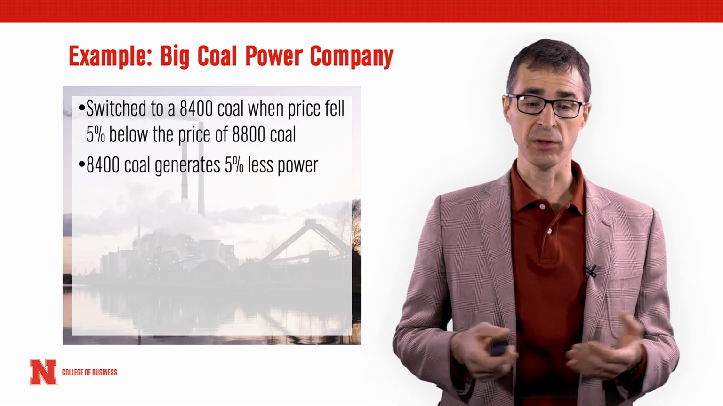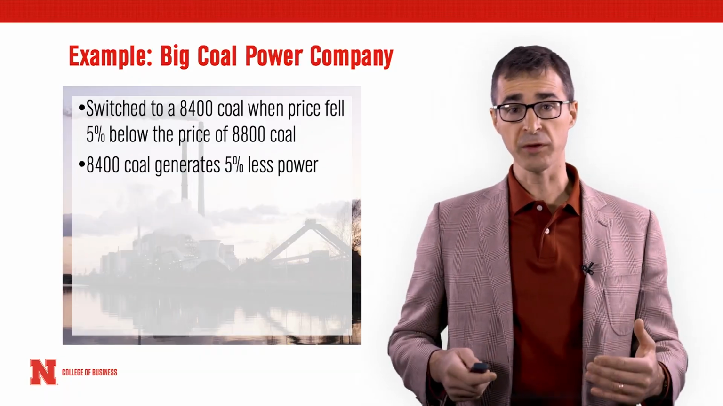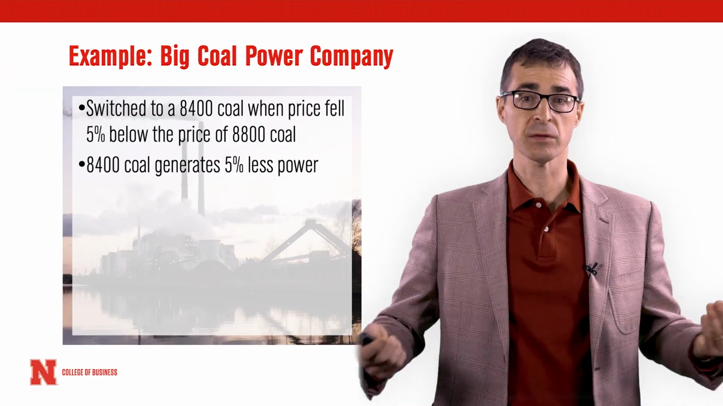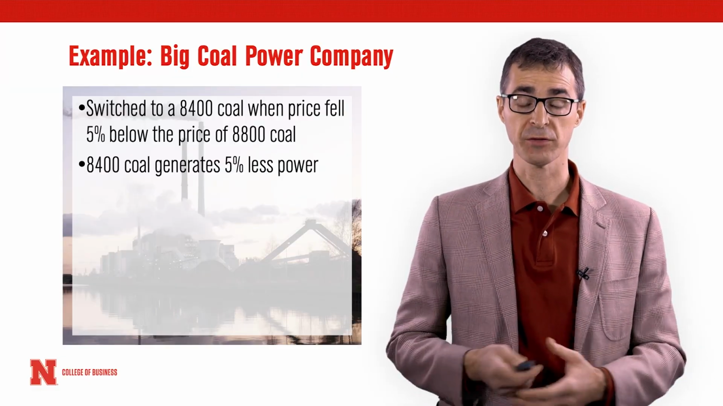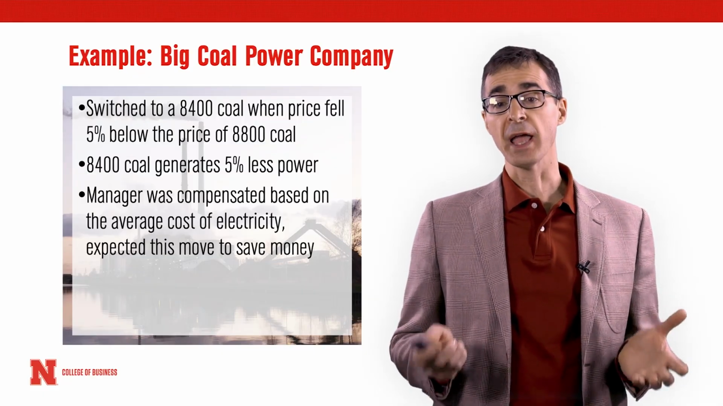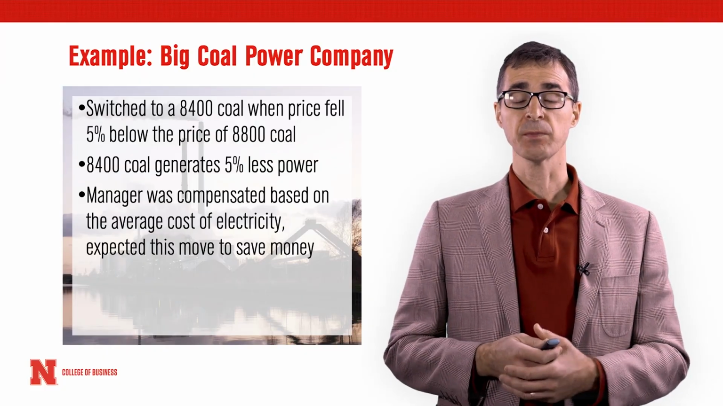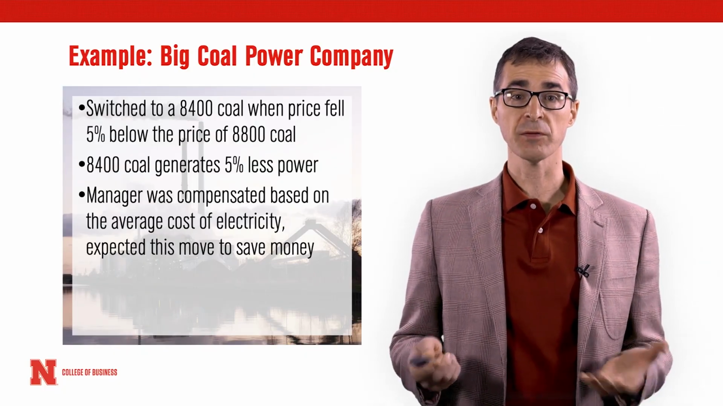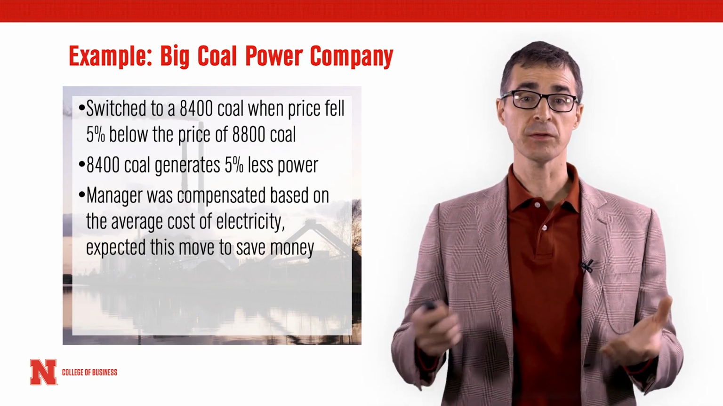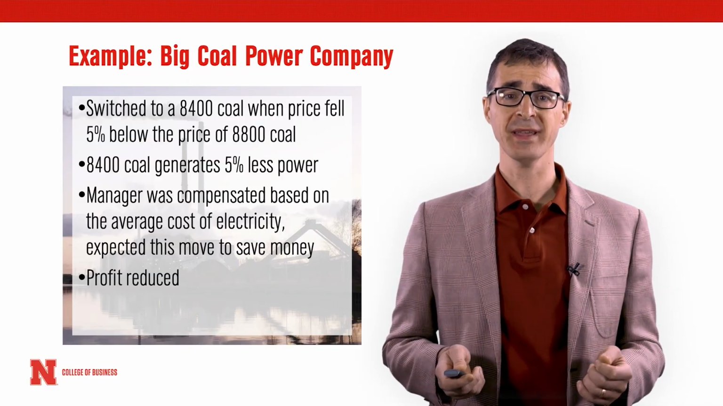Now, at a basic level, that makes sense, even though it generates 5% less power. If the cost is more than 5% below that of 8,800 BTU, the intuitive appeal is that it's going to lower the average costs. Now, the manager was in fact compensated based upon the average cost of the coal that was being utilized in the plant. So it would appear that the incentives of the manager were aligned with those of the power plant, and this decision made economic sense. But in fact, the profit of the company went down.